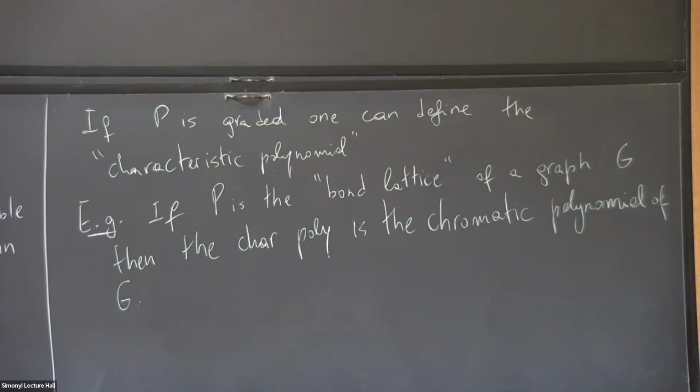Now, what I want to tell you is the following thing. There is a further object called the reduced characteristic polynomial. Definition.